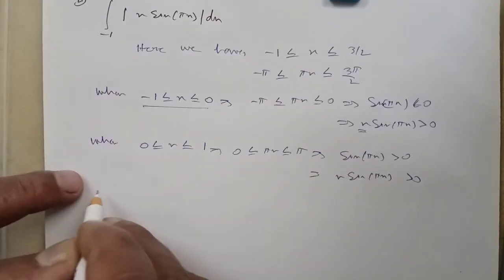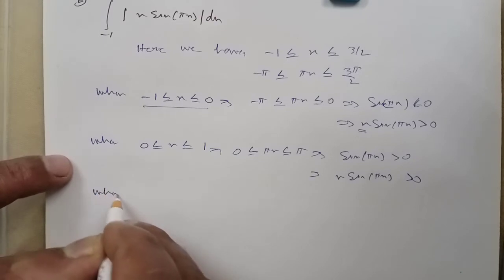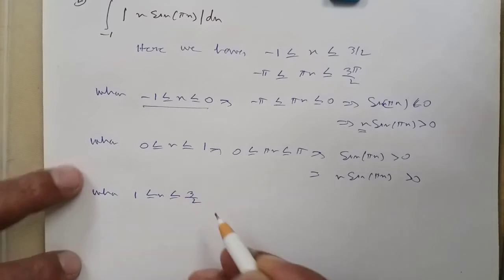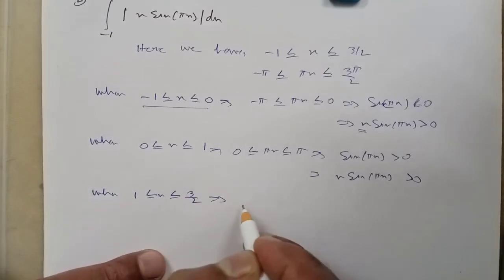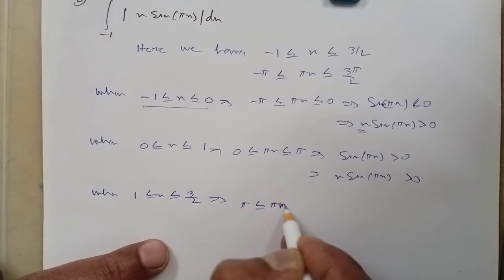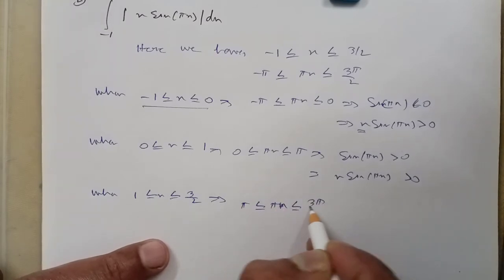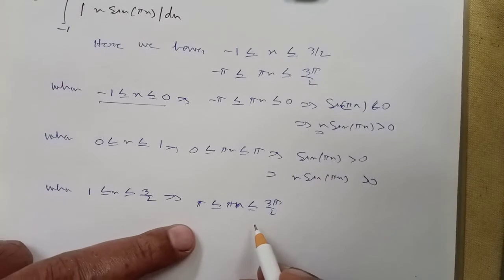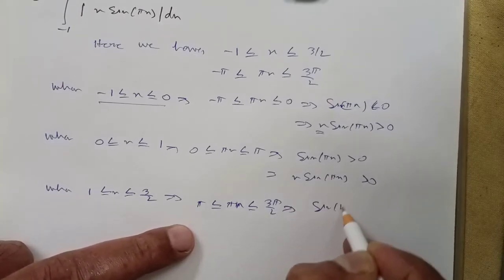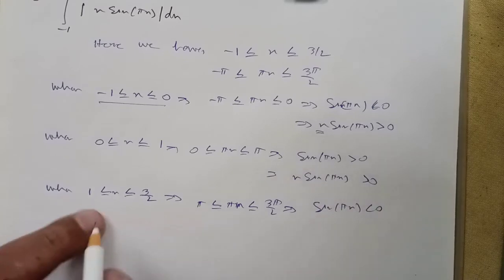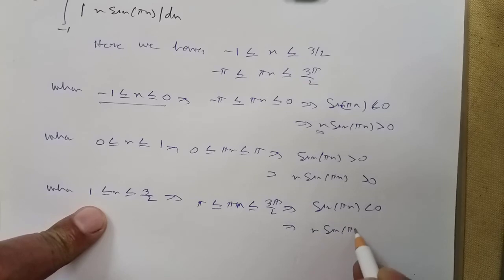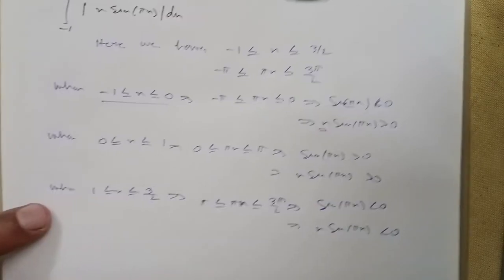Next, when x is between 1 and 3/2, then pi is less than or equal to pi x, which is less than or equal to 3pi/2. In this portion, sin pi x is negative, but x is positive, so x sin of pi x is also negative.